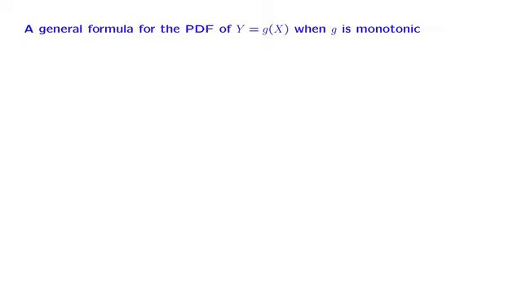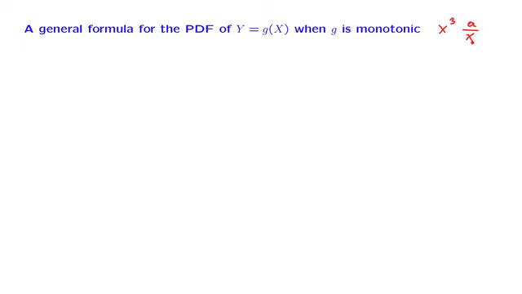We have already worked through some examples in which x was a random variable with a given PDF, and we considered the problem of finding the PDF of y for the case where y was the function x cubed or the function of the form a over x. What both of these examples have in common is that y is a monotonic function of x. In this case, y is increasing with x. In this case, y was decreasing with x.